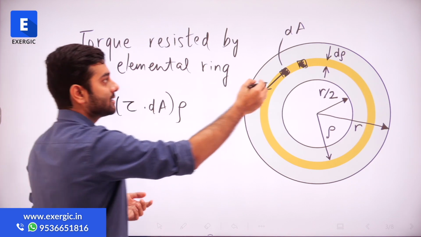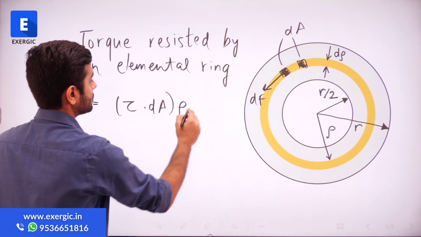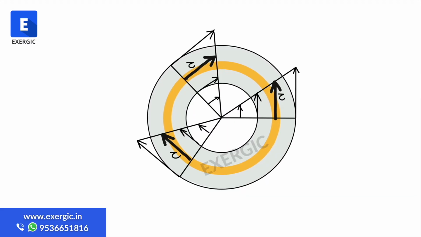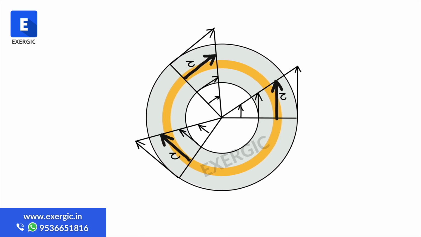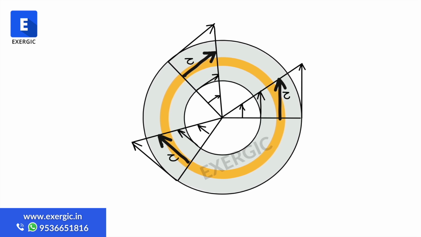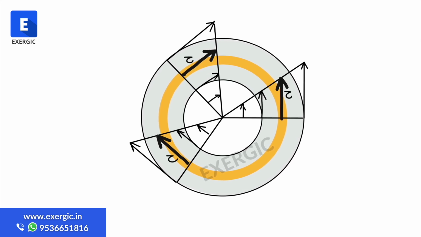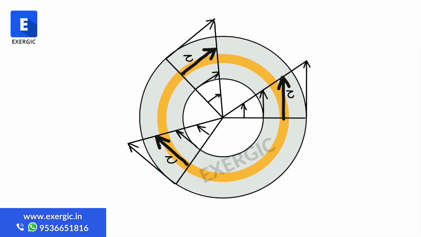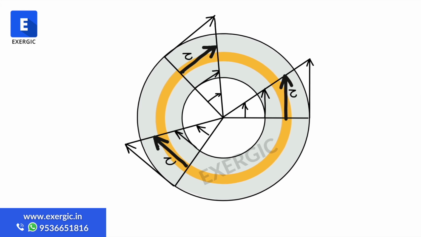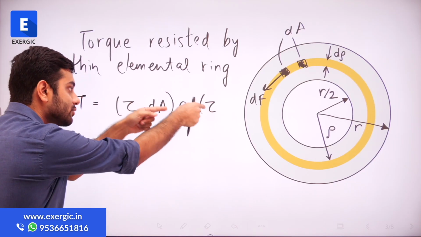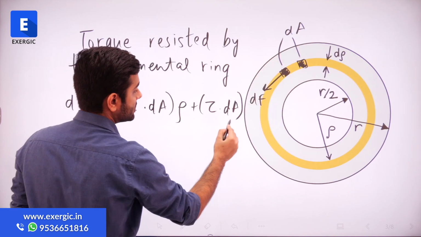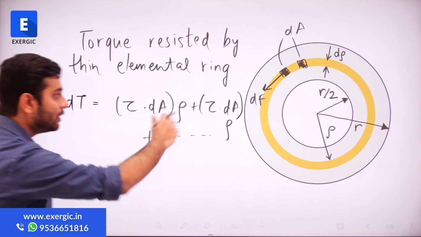If I consider another such area which is also dA, that is also going to resist the same shear stress. The value of shear stress for the entire ring will be the same, because the entire ring is situated at the same distance rho from the center. So the value of shear stress for all the small areas dA on the elemental ring will be the same. Tau will also be the same. So tau is going to appear again, multiplied by dA, which is the area, multiplied by the distance, which is rho. And the same thing will continue throughout.